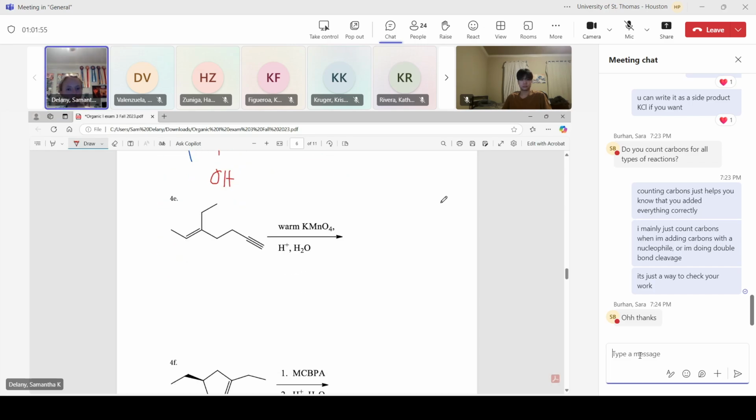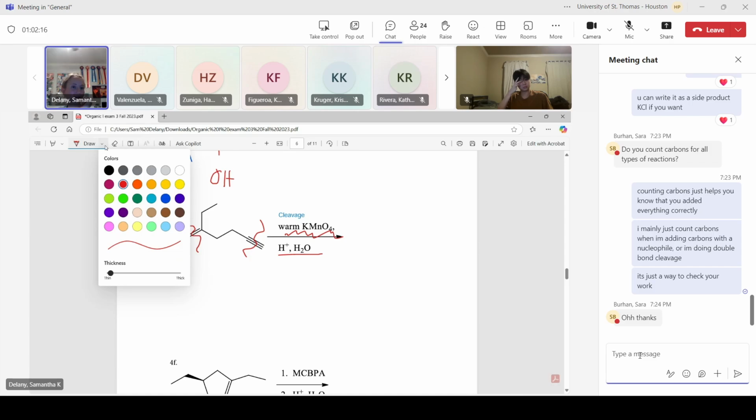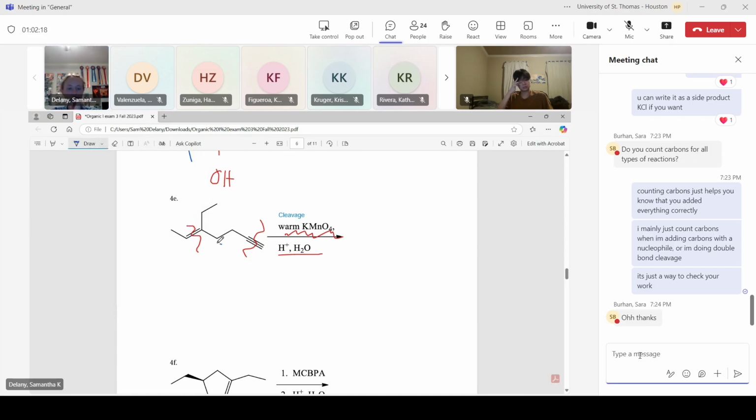Did it right. All right, moving on. Okay, we see warm potassium permanganate and acidic water. This automatically means cleavage. So what I'm going to do is I'm just going to draw a cleaving line through both my alkene and my alkyne. Remember, it cleaves both. It cleaves them ever so slightly differently, though.